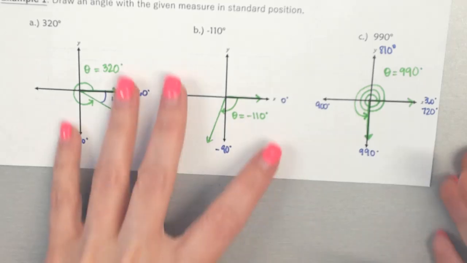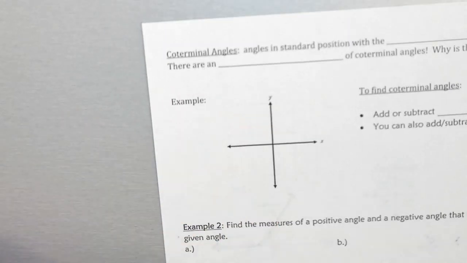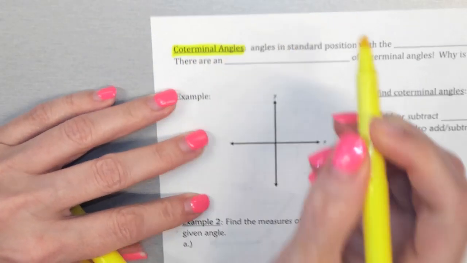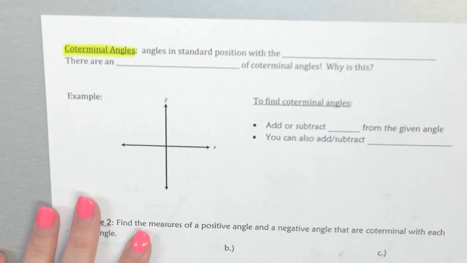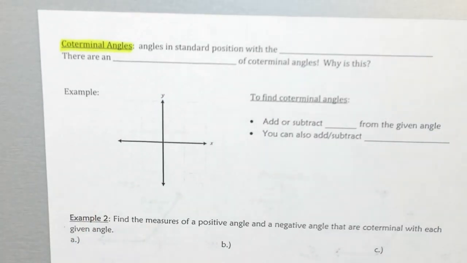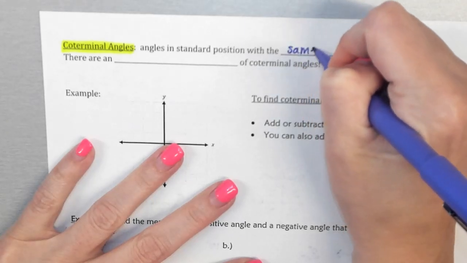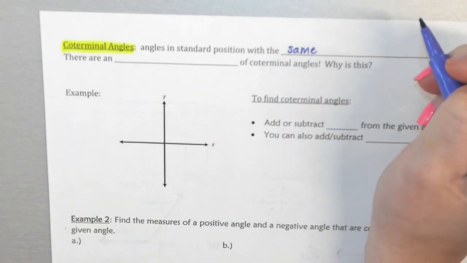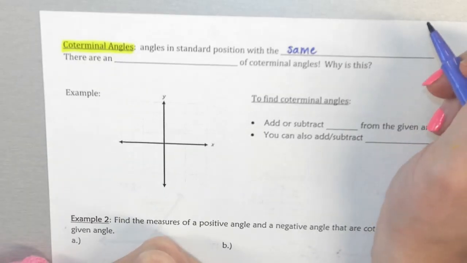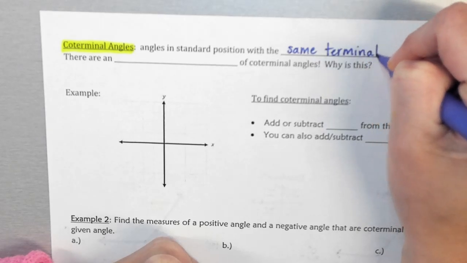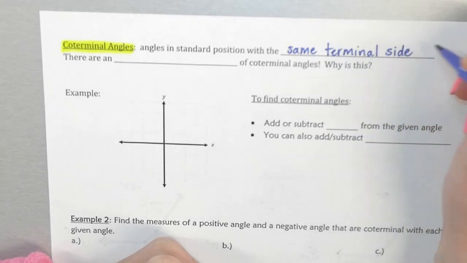All right, so the next thing we're going to talk about are coterminal angles. Okay, so coterminal means that you have angles in standard position that have the same terminal side, right? If you think of co-workers, right? Those are workers who work at the same place. Coterminal are going to be angles that have the same terminal side. And it is called the terminal side because that's where it ends or terminates.